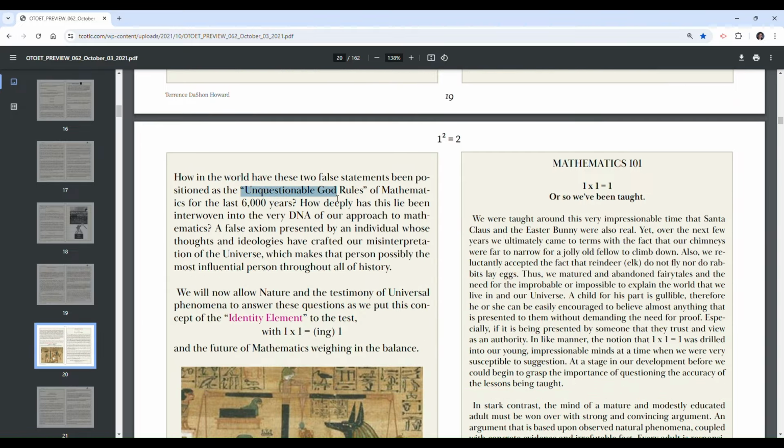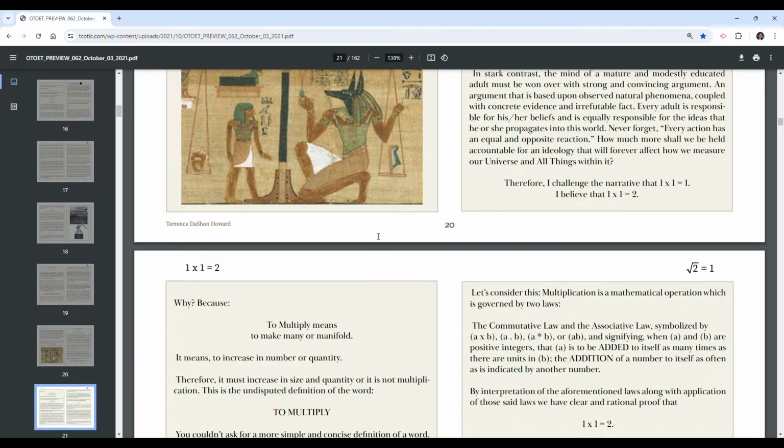Quote, unquestionable God rules. That can't be from a song. Again, he's got quotation marks around it. I'm pretty sure that wasn't from Bread. Okay, so 6,000 years. Undefined term. He uses undefined terms a lot. Unquestionable God rules? What does that mean? That's not even a thing.